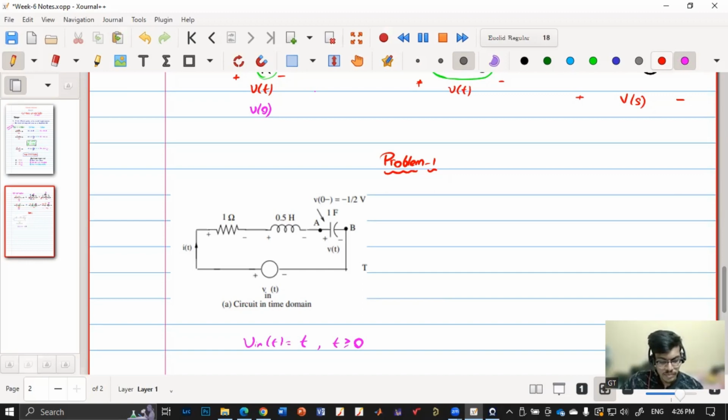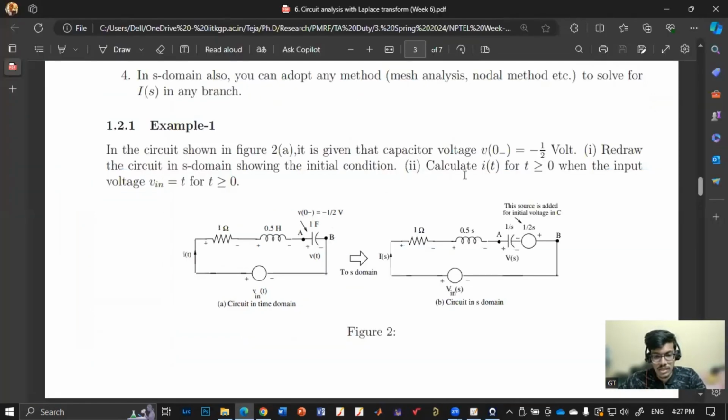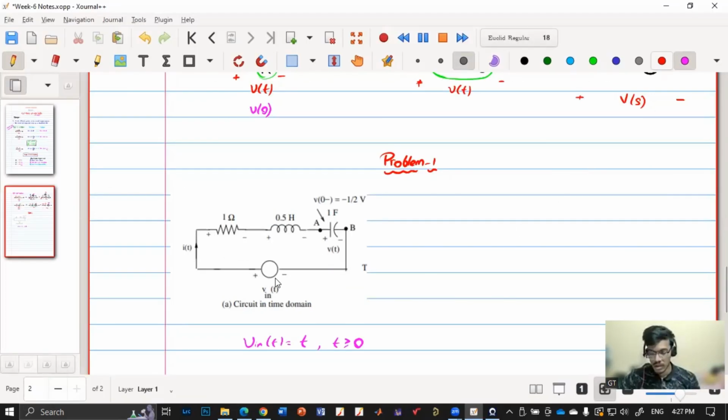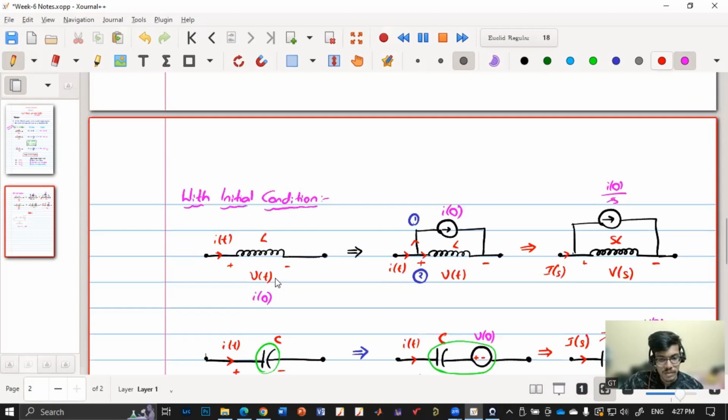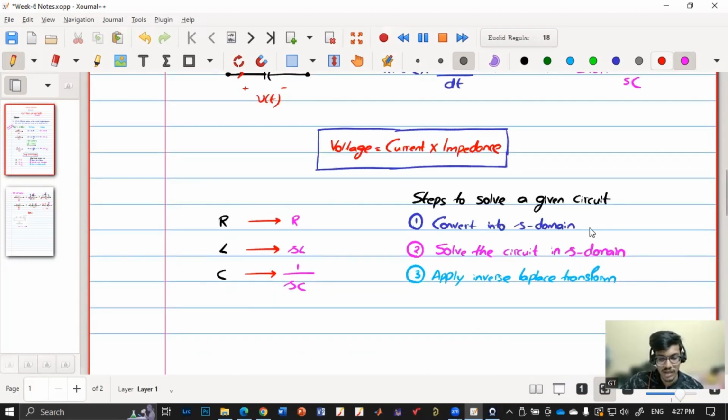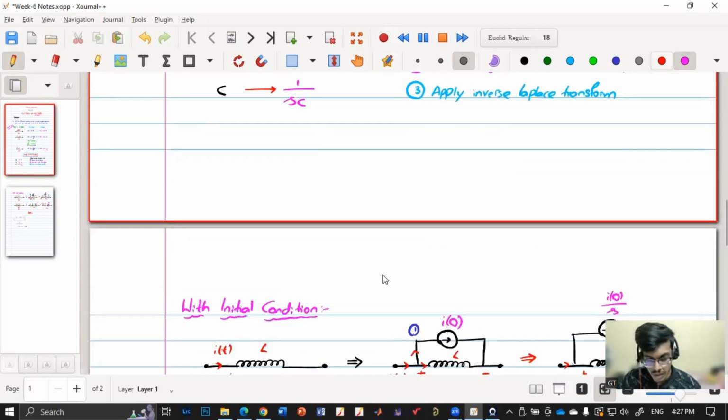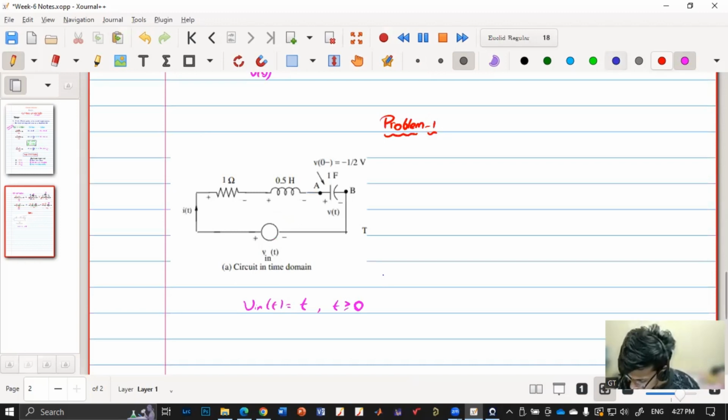Now a source of value t is applied. Now they are asking what is the I of t, right? They are asking I of t, so we have to calculate I of t. The method is simple. First, we need to convert everything into S domain. Okay, let us convert it into S domain.